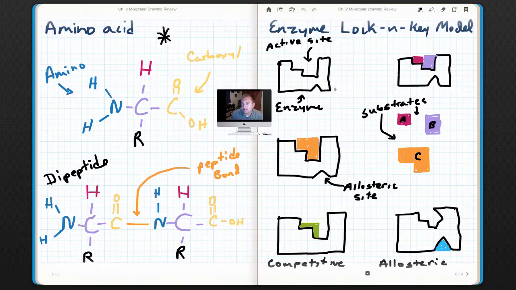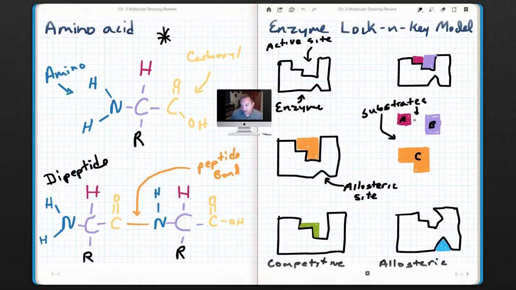Now this here is a very basic model of an enzyme. And the shape of the enzyme is really important. So you see the shape of the spot right here, the active site? This is where all the work happens. Now the active site is for substrates. Think of a substrate as the reactant in a chemical reaction.